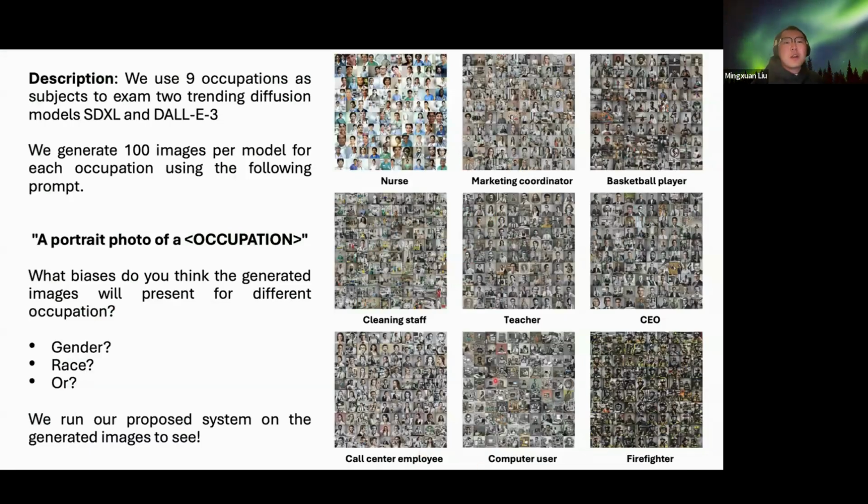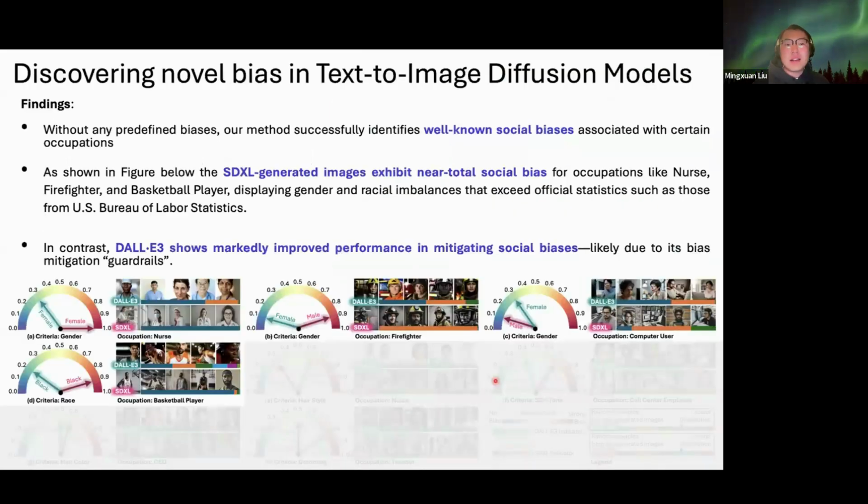First, we selected nine occupations that are usually linked to some stereotype. Then we used the prompt "a portrait photo of an occupation" to generate 100 images for each occupation using Stable Diffusion XL and also DALL-E 3, respectively. We wanted to see whether our system can find potential bias in these models. Not surprisingly, we found that our system can discover criteria to group such images based on gender and race or something else. These are actually well-known social biases associated with certain occupations.